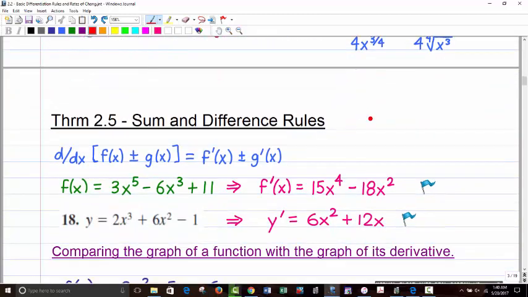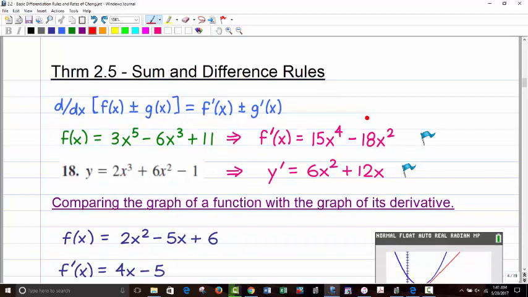Sum and difference rules. If you have several functions, and it's more than just two, added and subtracted together, that means you can just take their derivatives individually. Like this one, f of x equals 3x to the 5th minus 6x cubed plus 11. So notice my derivative notation that I talked about before, you've got to use that notation. In this case, I used f prime of x.